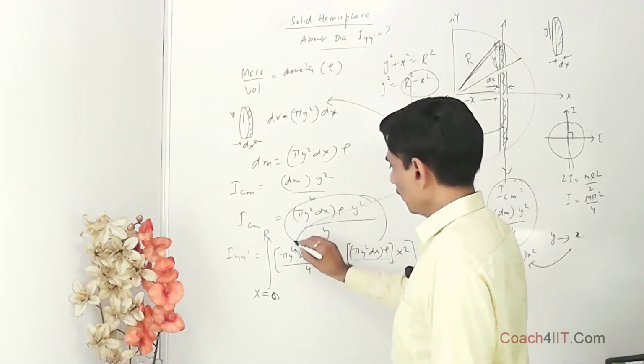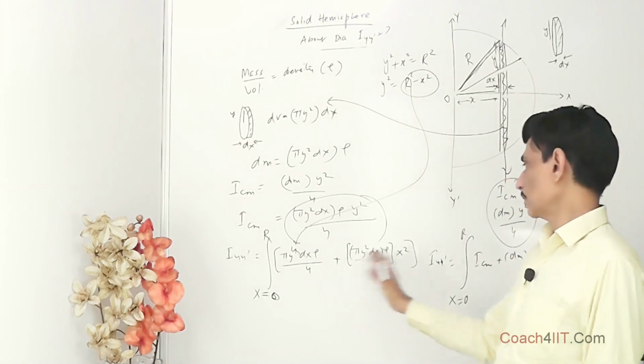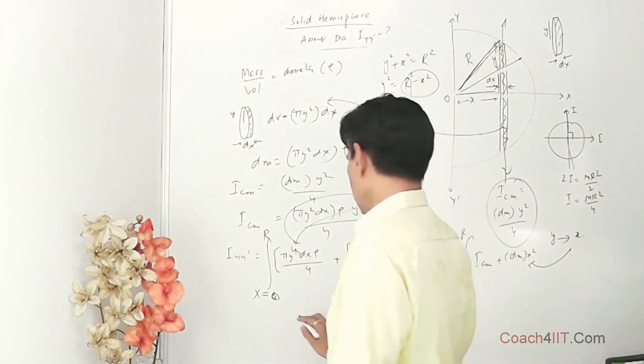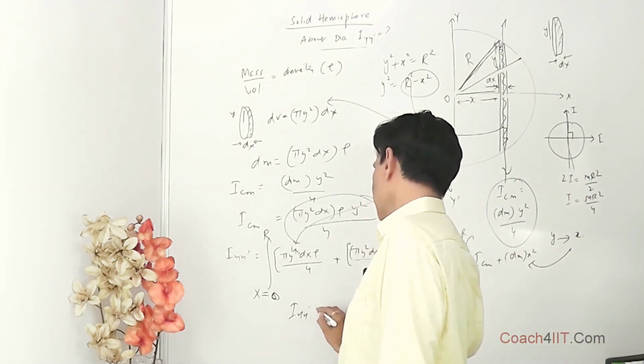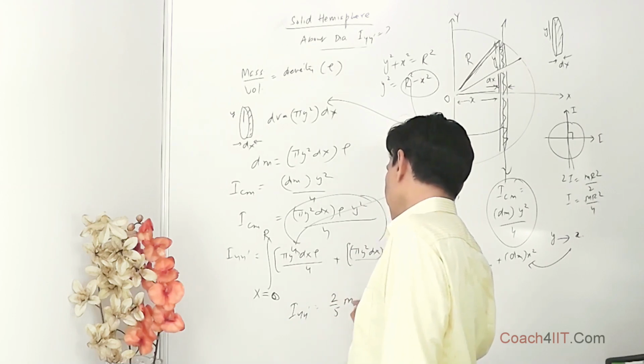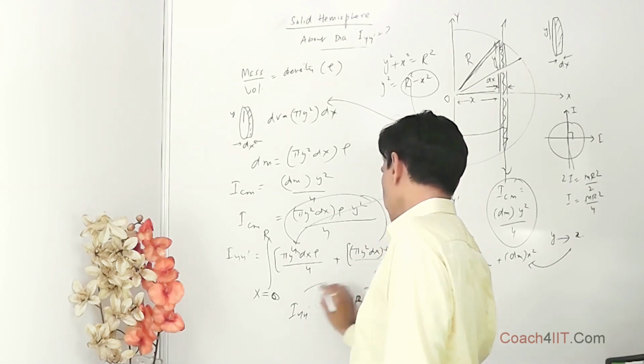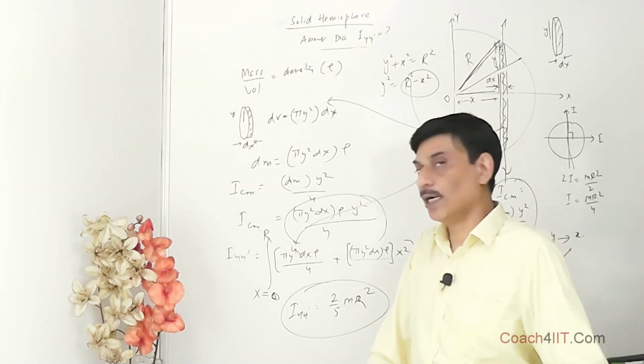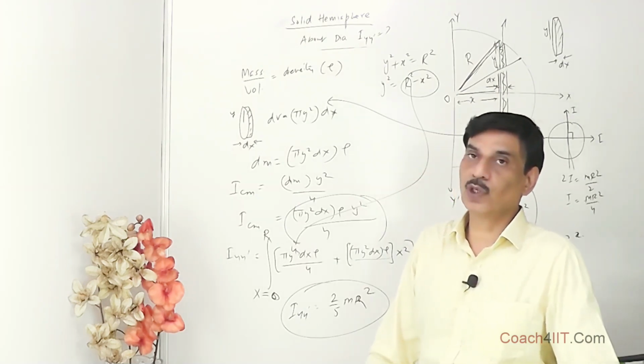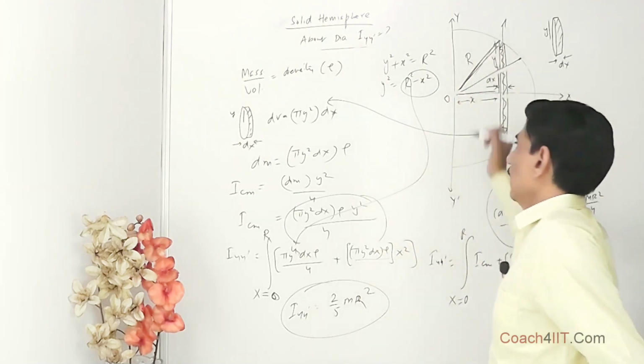We put the value over here, simple integration, and we get Iyy dash as 2 by 5 m r square, that is the moment of inertia of this solid hemisphere about this diameter.